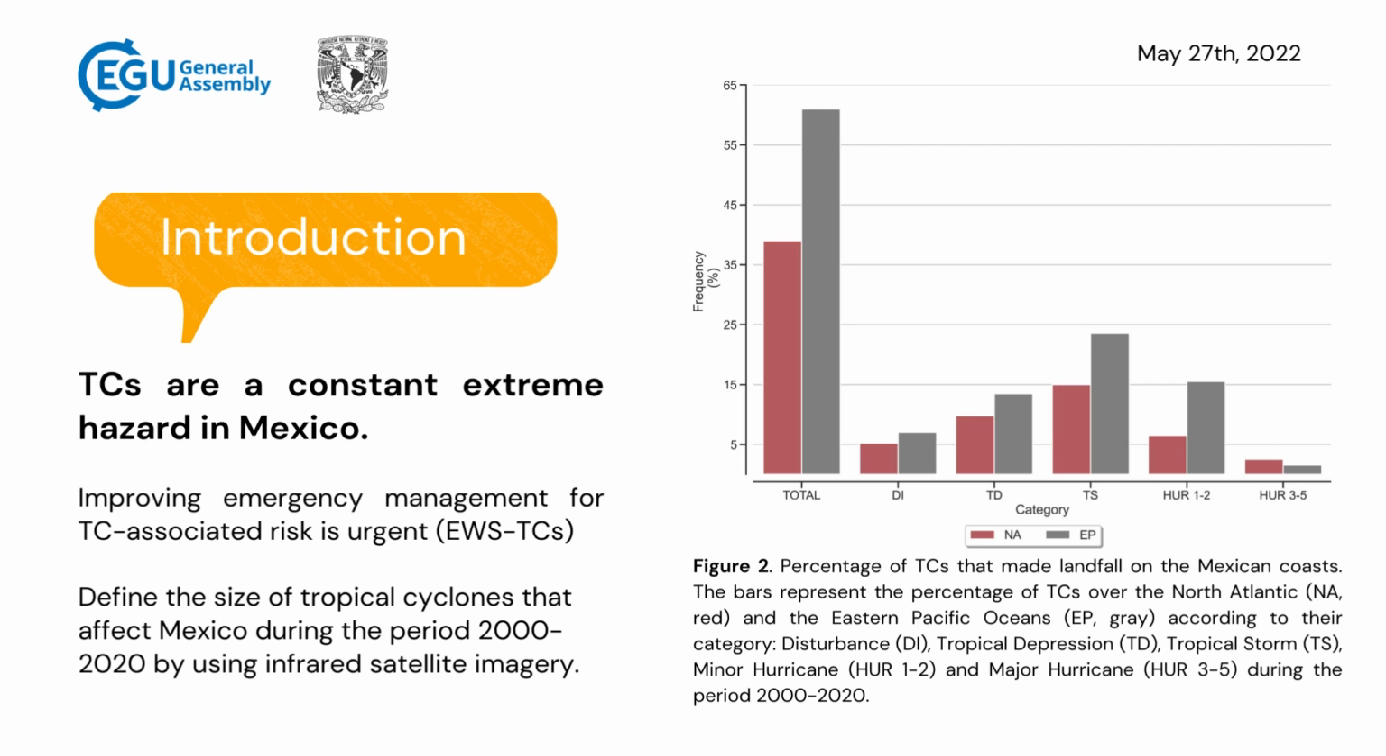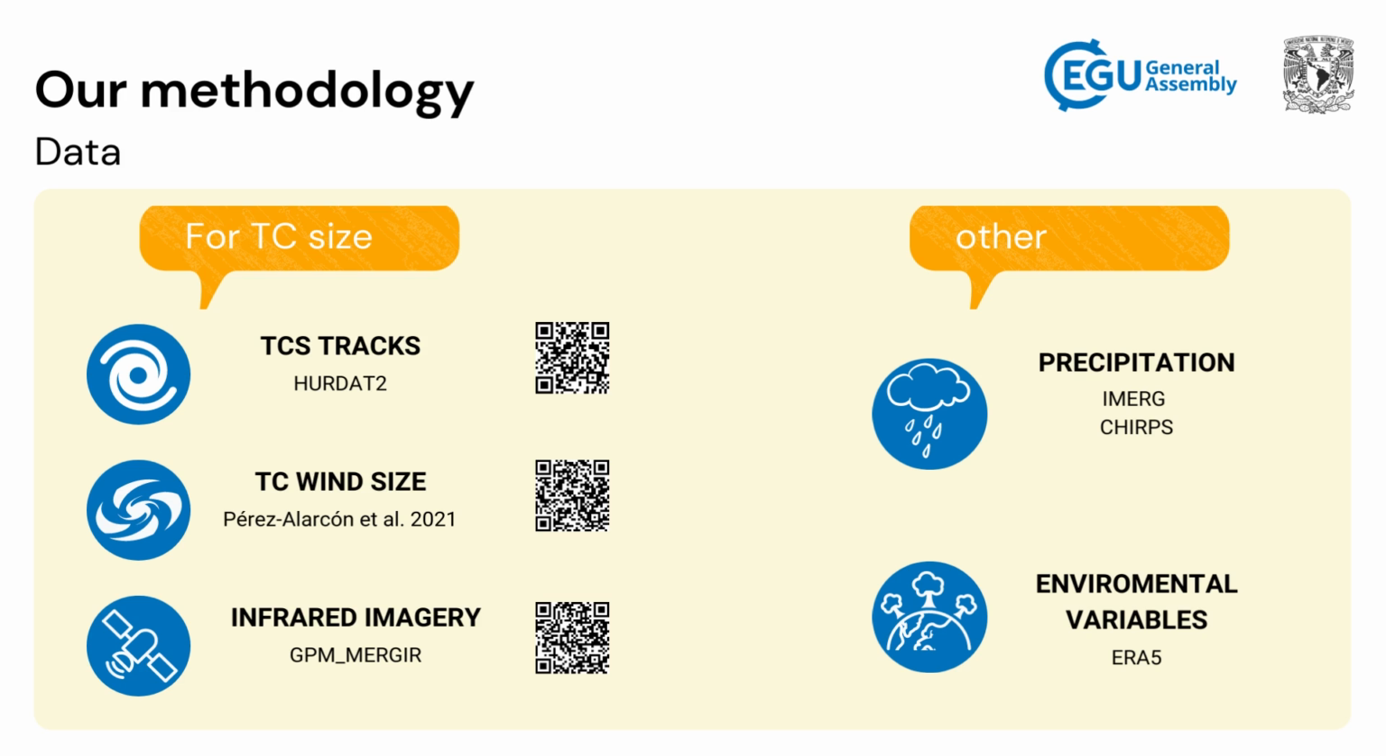Therefore, the main objective of this project is to define the size of tropical cyclones that affect Mexico during the period of 2000 to 2020 by using infrared satellite imagery. Defining a new size of tropical cyclones will be an appropriate response to make the early warning system more accurate in defining the hazard. Keeping this in consideration, these databases were selected to continue with the main objective of the project.